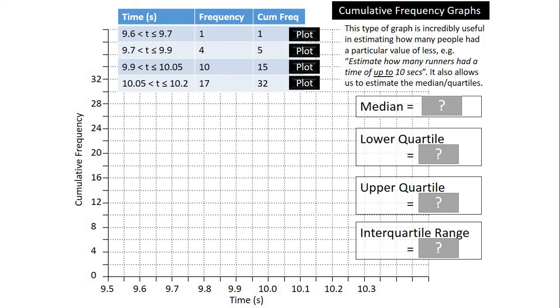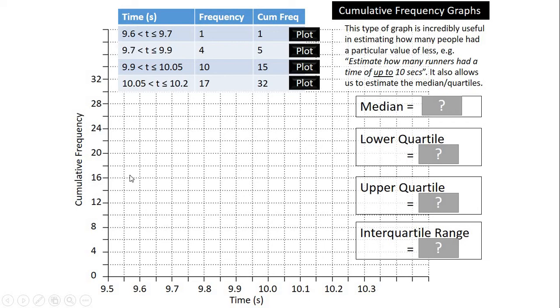Now we've got to be able to plot and draw a cumulative frequency graph. So we're going to plot the data in this graph here. Notice along the bottom then, our time axis is a continuous scale and goes from 9.5 up to 10.3.